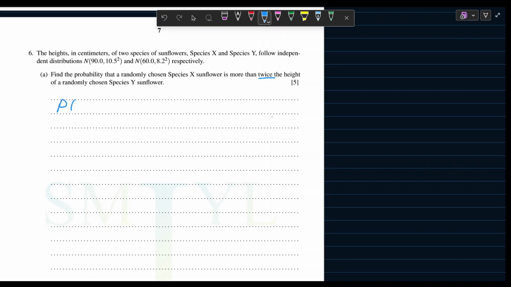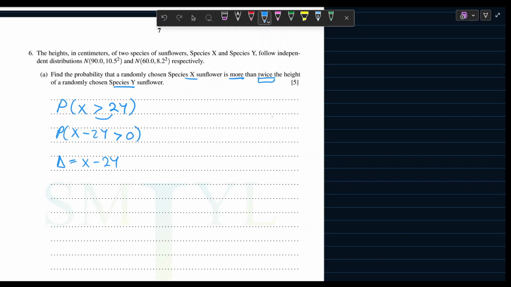So we're looking at the probability that a species X sunflower is greater than twice, so times 2, the height of a species Y, 2 times Y. Okay. And so to find this probability, let's put both our random variables on one side. So I'll move the 2y to the left, so it's x minus 2y greater than 0. And just so that we don't have to keep writing x minus 2y, I'll define it as D. D is x minus 2y.